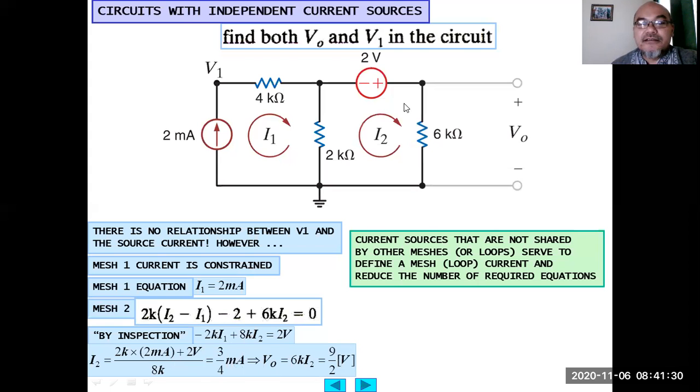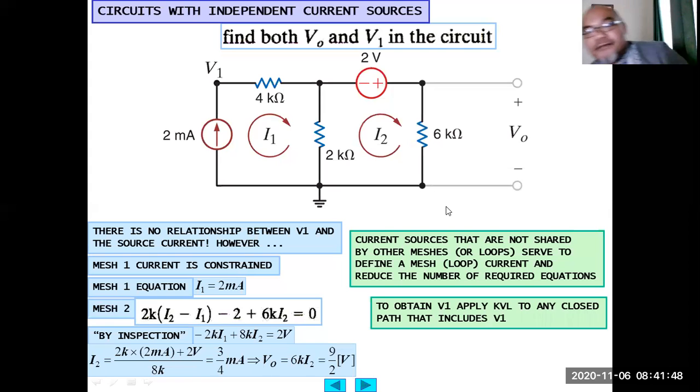So from here, since we already know I2 and the resistance is also known, 6 kilo ohm, V out can be immediately calculated. V out equals 6K times I2, or 9/2 volt.